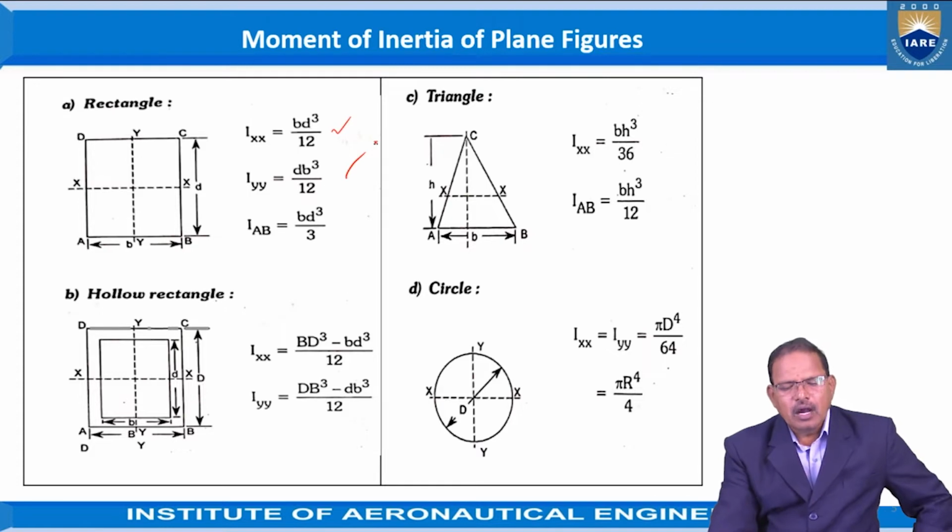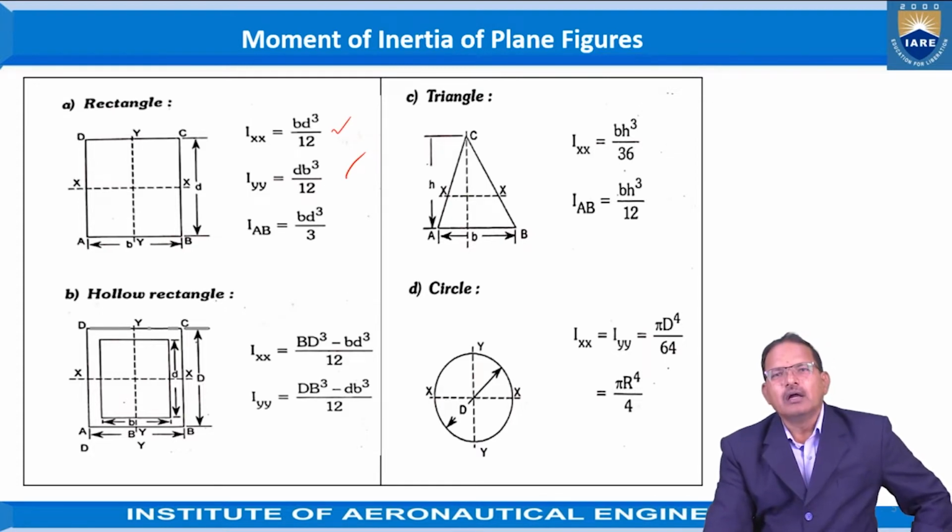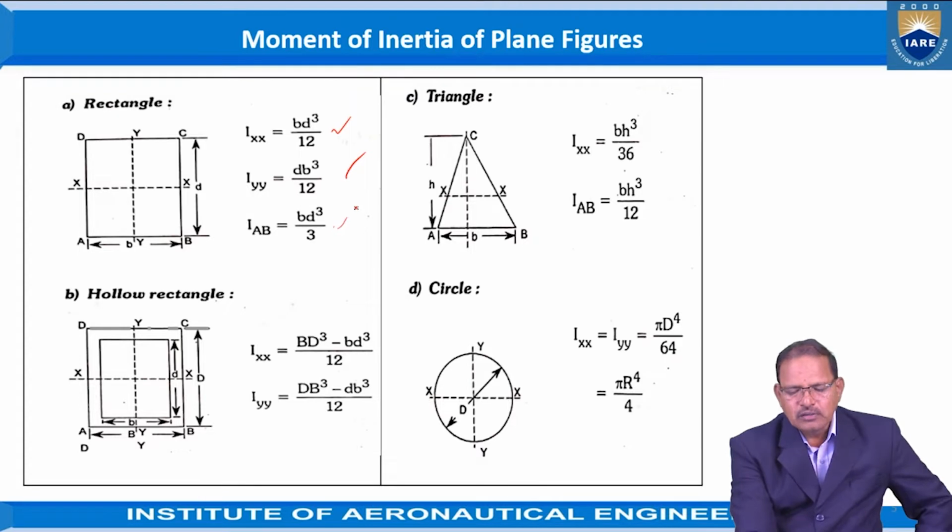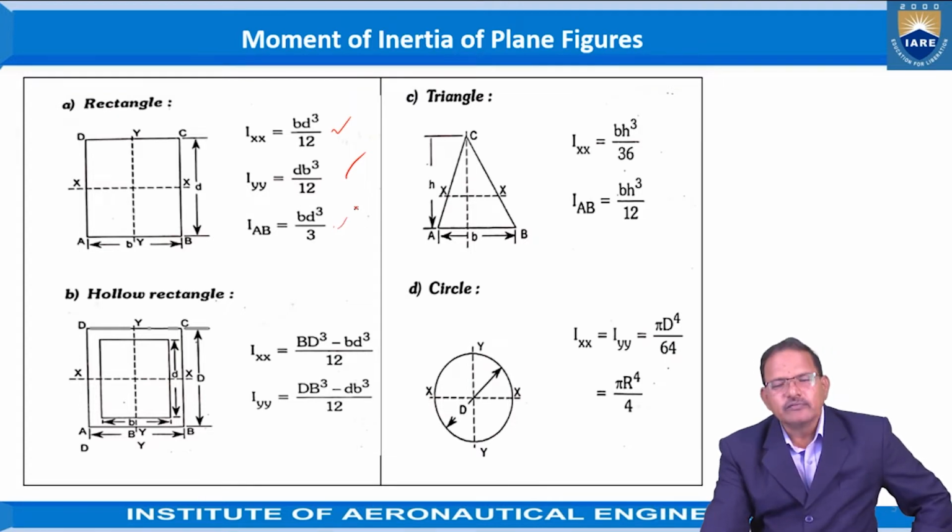Similarly, about the y-axis, I_y is equal to DB³ by 12. And the moment of inertia of a rectangle about its base is given by BD³ by 3. We have to remember these fundamental values of moment of inertia about the x-axis and y-axis.